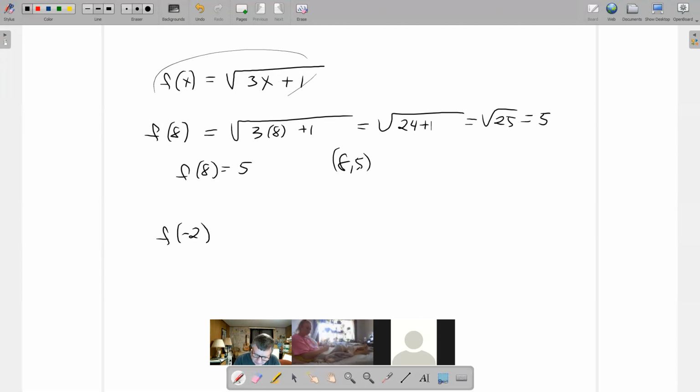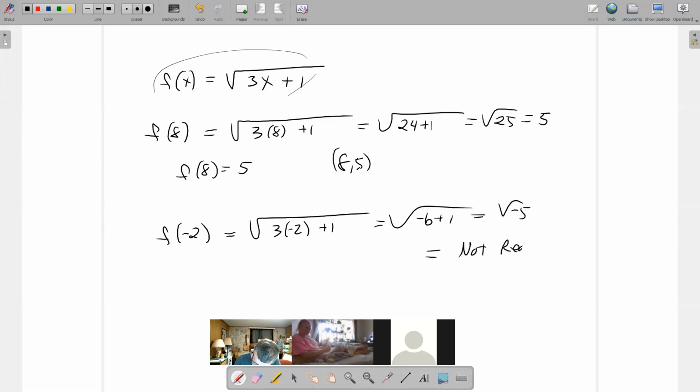All right, f of -2 is the square root of 3 times -2 plus 1, which is the square root of -6 plus 1, which is the square root of -5, which is not real. Okay, any questions there? Next example.